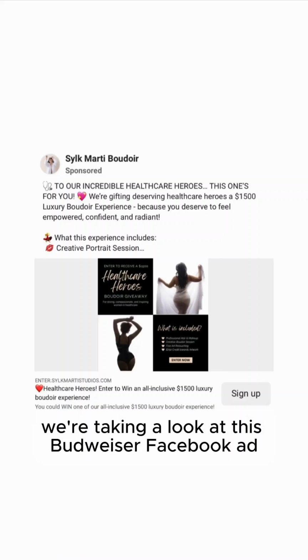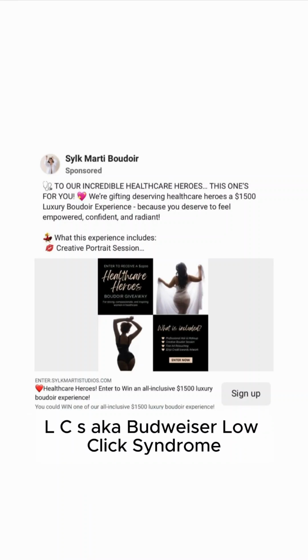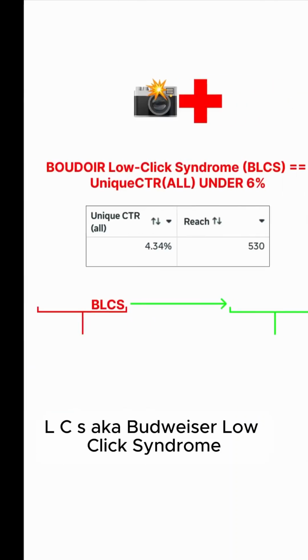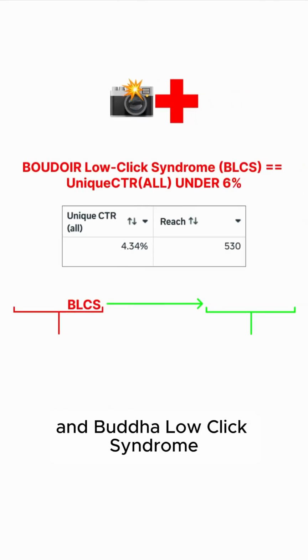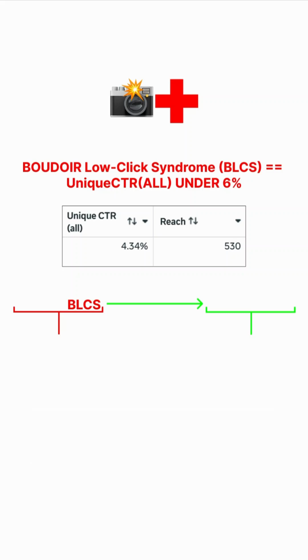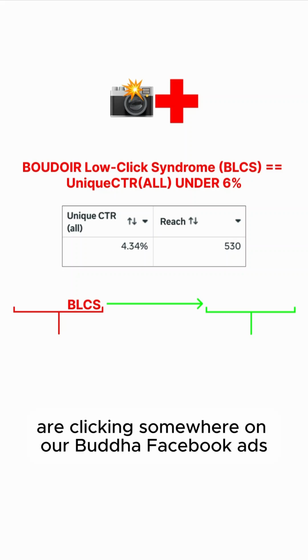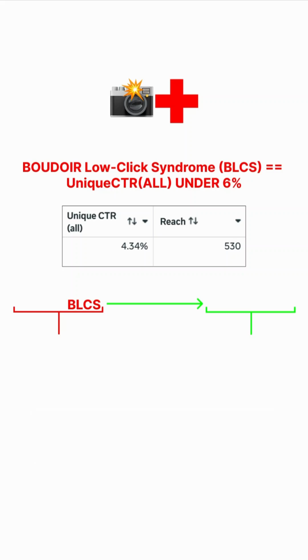All right, y'all, we're taking a look at this boudoir Facebook ad. We're going to diagnose it if we believe it has BLCS, aka boudoir low click syndrome. Boudoir low click syndrome, aka BLCS, is when the unique CTR all of our boudoir Facebook ads is under 6%. So this means fewer than 6 out of 100 women are clicking somewhere on our boudoir Facebook ads.